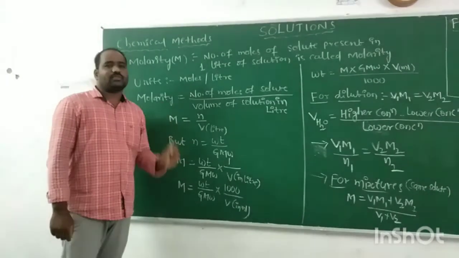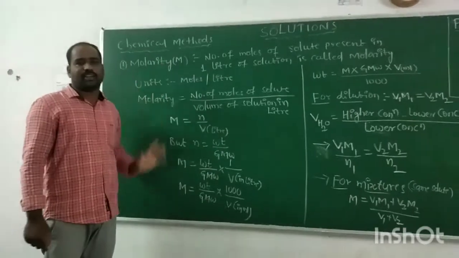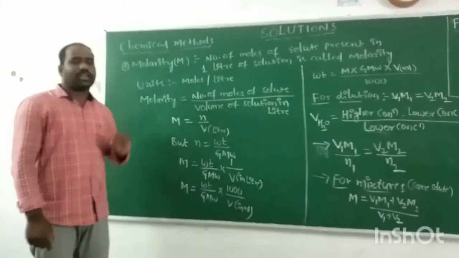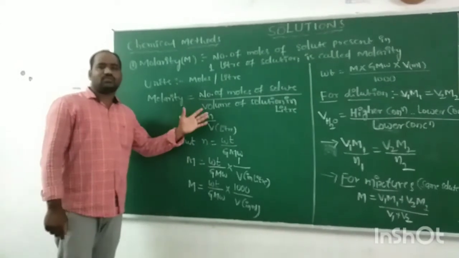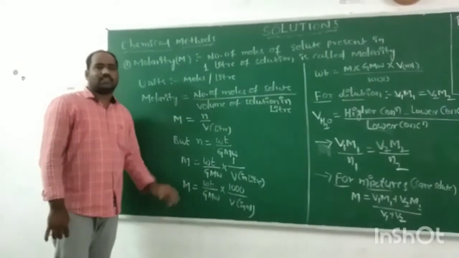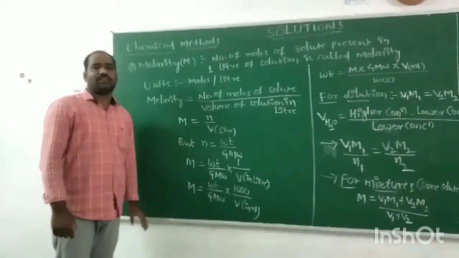We have two types of quantitative methods. The first one is the physical method, the second one is the chemical method. We have four types of physical methods. One is mass to volume percentage, mass to mass percentage. Next one is volume to volume percentage. Last one is parts per million.